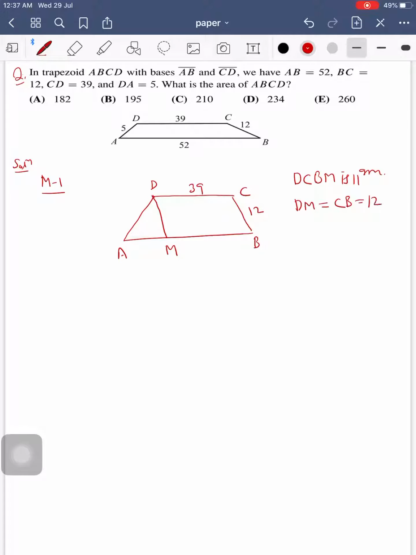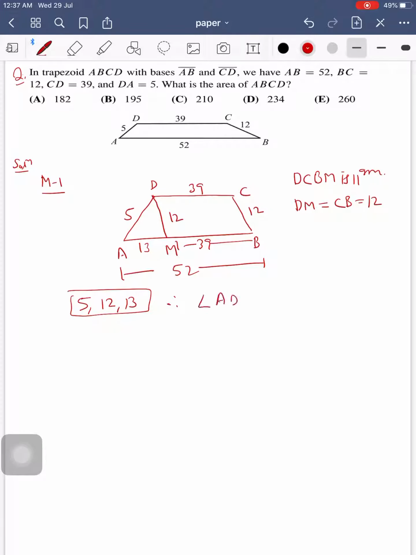DM equals CB equals 12. The length AD is 5, and if AB is 52 and MB is 39, then what is the length of AM? 52 minus 39 comes out to be 13. Okay, now look at triangle ADM. The sides of triangle ADM are 5, 12, 13, which is definitely a Pythagorean triplet.